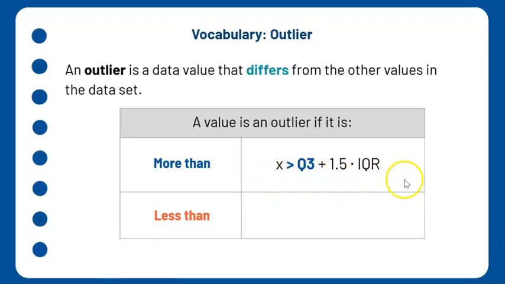Here is an expression where x represents a value that might be an outlier. A number x is a more than outlier if it's greater than the sum of Q3 and 1.5 times the IQR. Now let's think about outliers that are much less than the other data values. A less than outlier must be less than the difference of Q1 and 1.5 times the IQR.